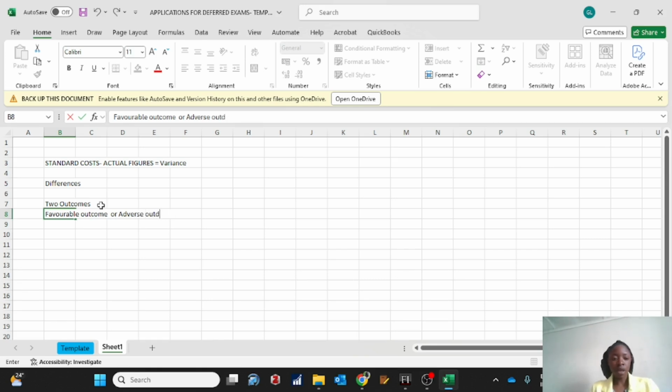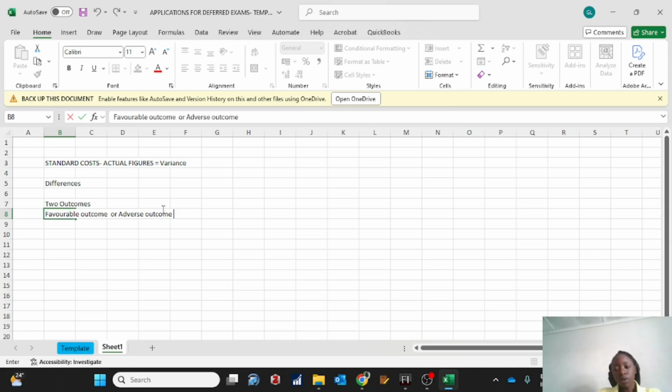So what does it entail? A favorable outcome arises when the actual figures are better than the standard figures or the standard costs, and an adverse outcome results when the budgeted figures are better than the actual figures.